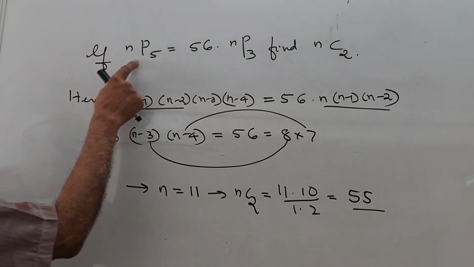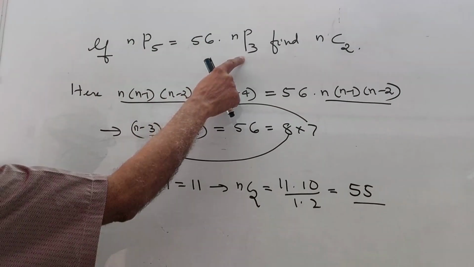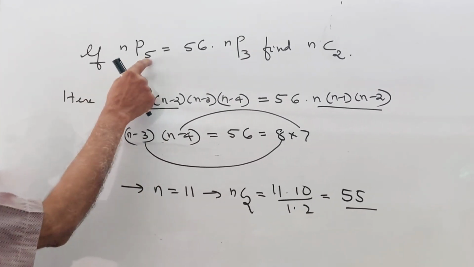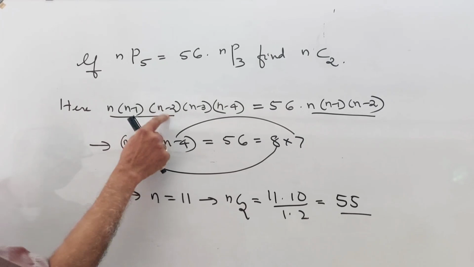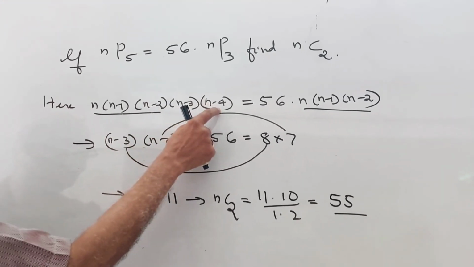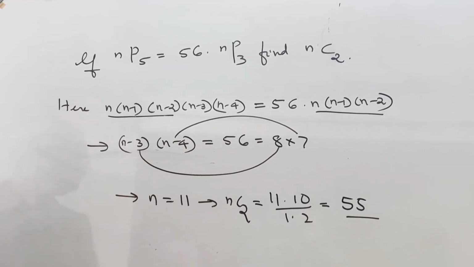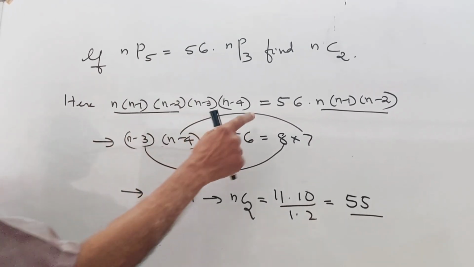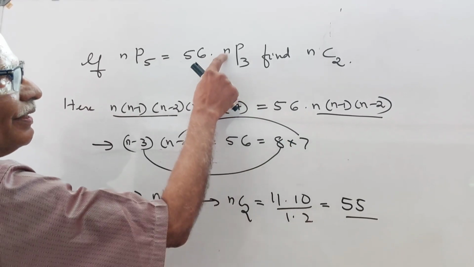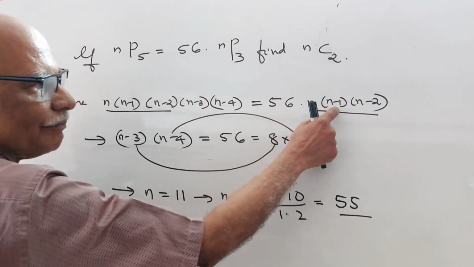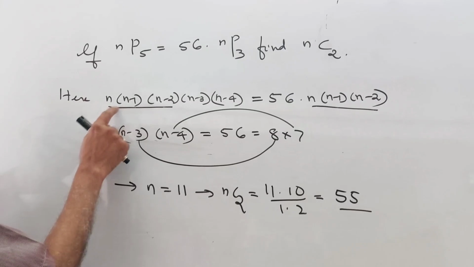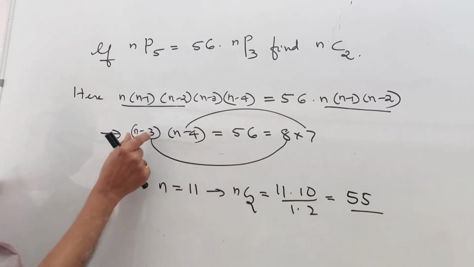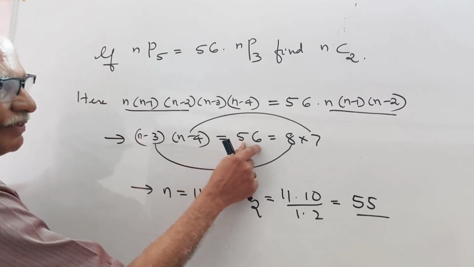If nP5 is 56 into nP3, what is nC2? So we go for nP5 is n, n minus 1, n minus 2, n minus 3, n minus 4 multiplied, because we require 5 terms starting from n. It is equal to 56 multiplied by 3 terms, n, n minus 1, n minus 2. So n, n minus 1, n minus 2 can cancel on either side. Ultimately you get n minus 3 into n minus 4 is 56.